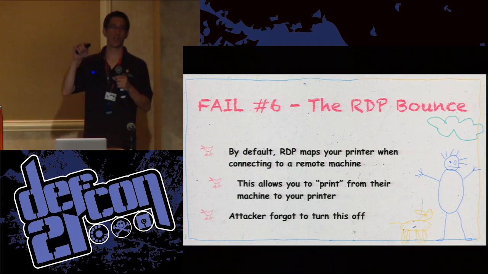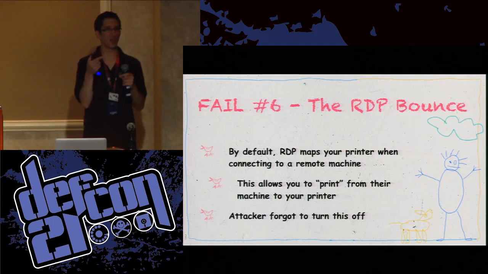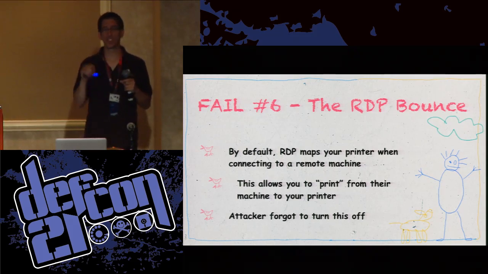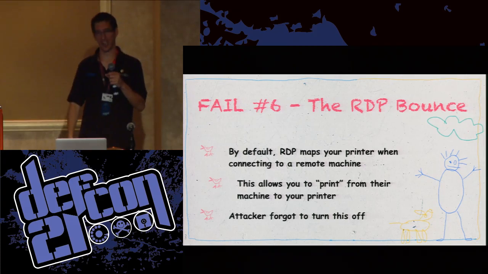There is a checkbox in Remote Desktop Protocol. When you open up the RDP window, you can hit Options and then uncheck Map Printers to Target Machine. It's just a checkbox. He did not uncheck it.